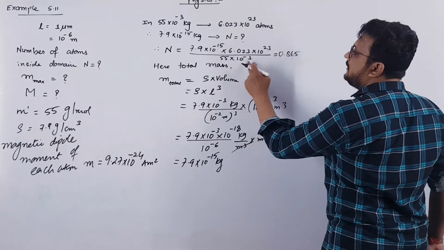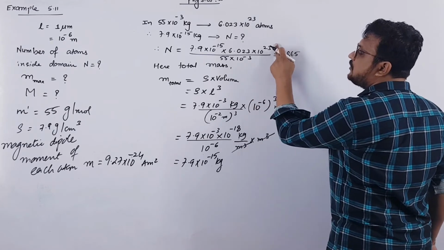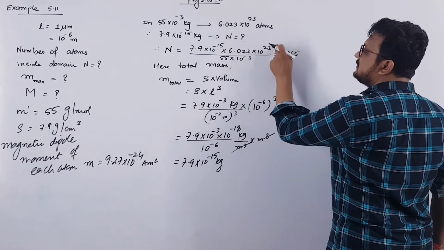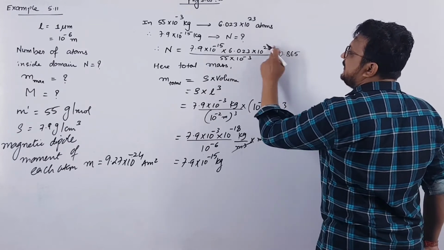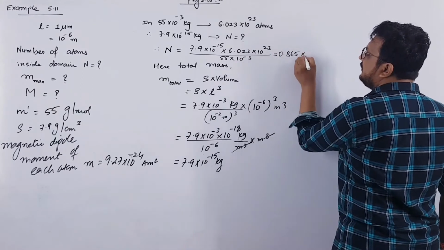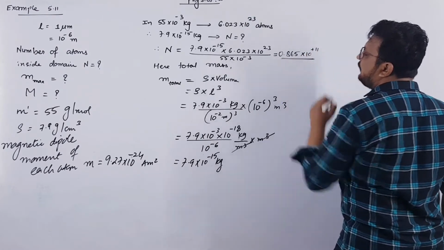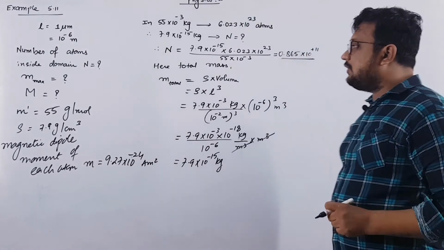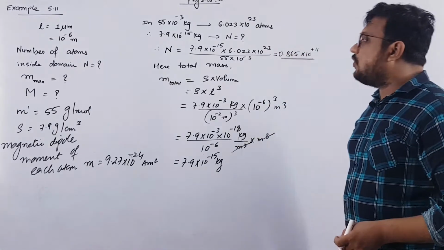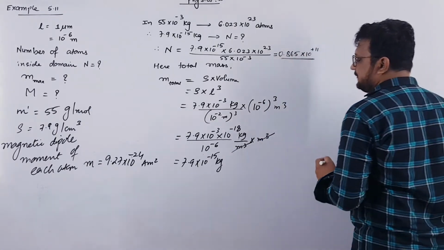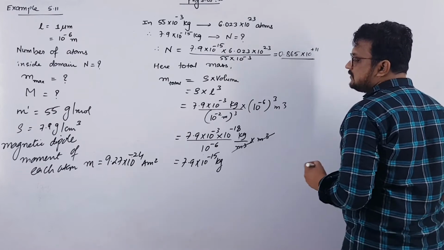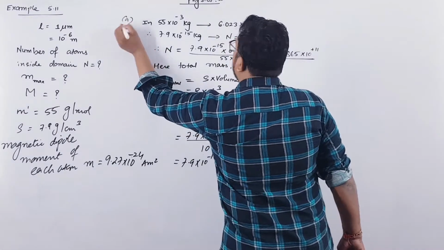Now 23 minus 3 will move up, so it will be 23 plus 3, which is 26. Now 26 minus 15 will be 10 to the power plus 11. These are the number of atoms present inside the domain, right? Now we want to find maximum magnetization. Let us say this is the first case which we have calculated.